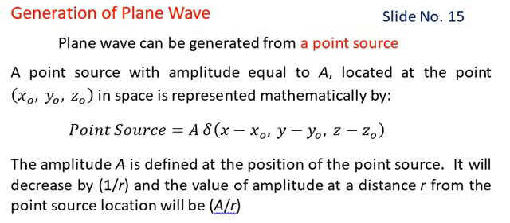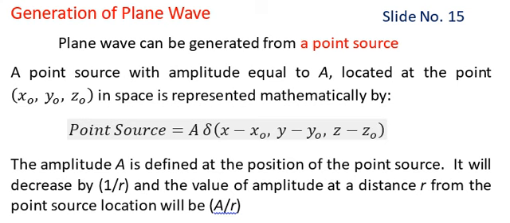Generation of plane waves. A plane wave can be generated from a point source. A point source with amplitude equal to A located at the point x0, y0, z0 in space is represented mathematically by the point source. So point source is equal to A into delta of x minus x0, y minus y0, z minus z0. So you know that the delta function gives you an impulse when x is equal to x0, y is equal to y0, z is equal to z0.